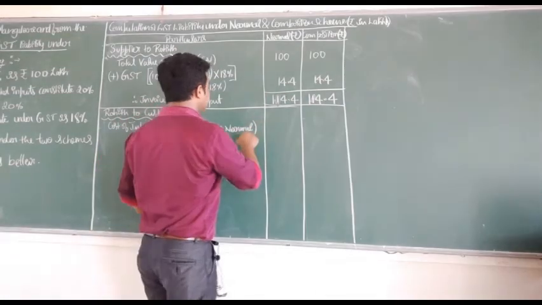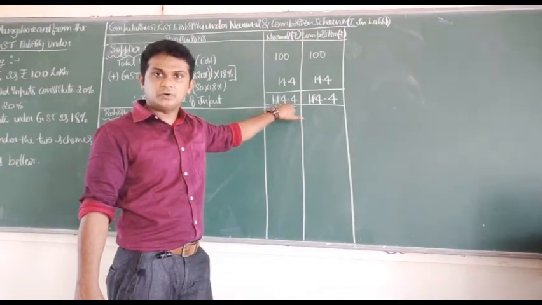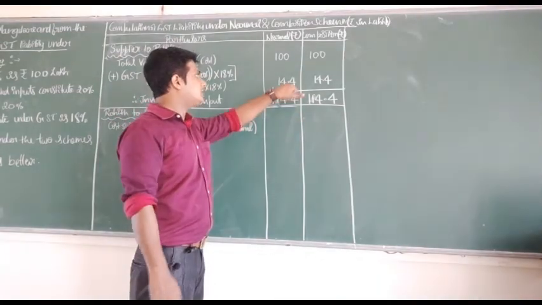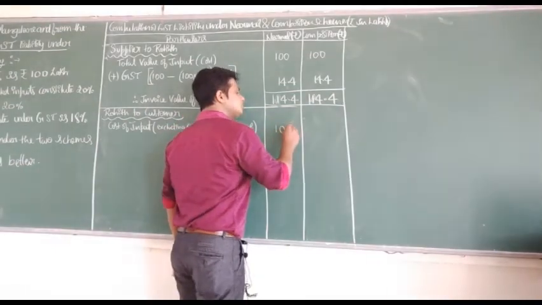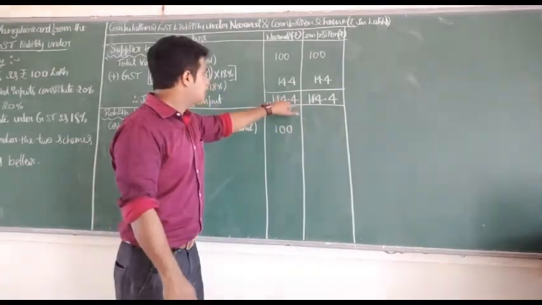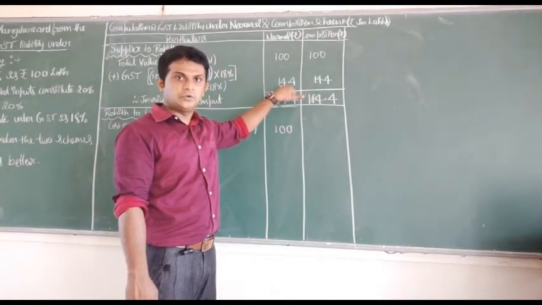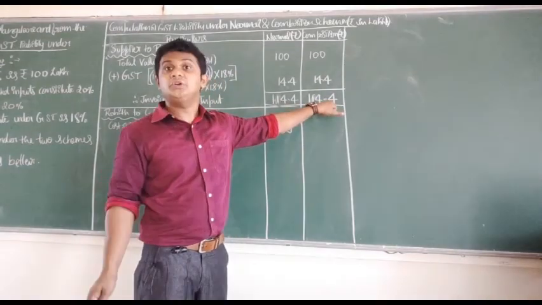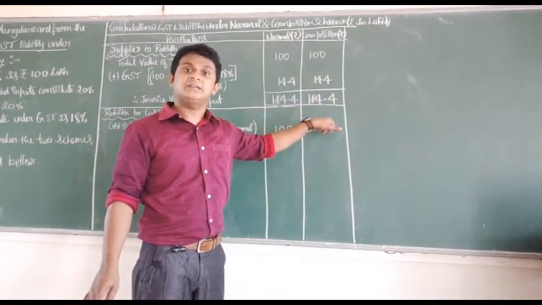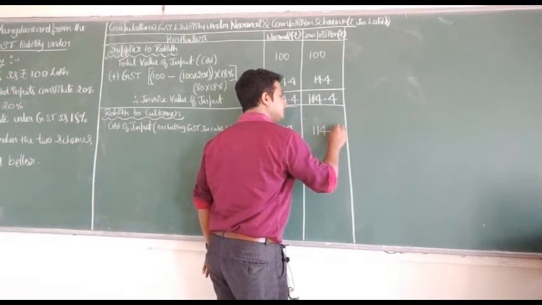So here under normal scheme 114.4 is the invoice value of input. From that, if we deduct tax, we will get 100. So that will be the cost of input excluding GST. From 114.4 I am excluding GST of 14.4, which is equal to 100. Whereas under composition scheme we are not excluding GST, we will be writing the invoice value itself. So therefore it is 114.4.